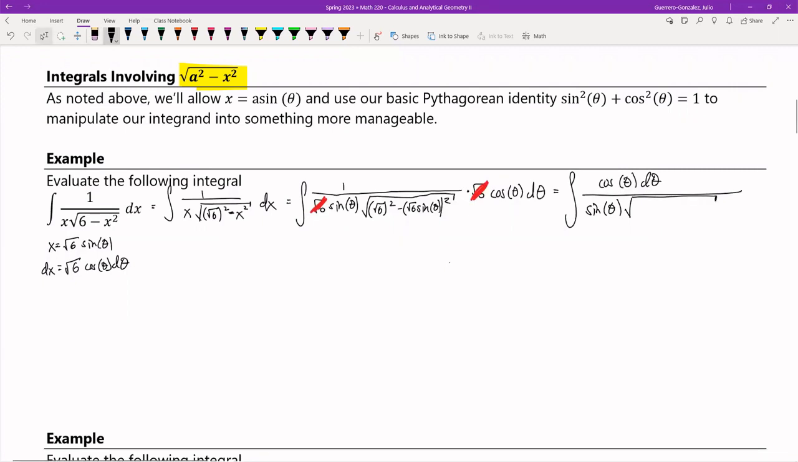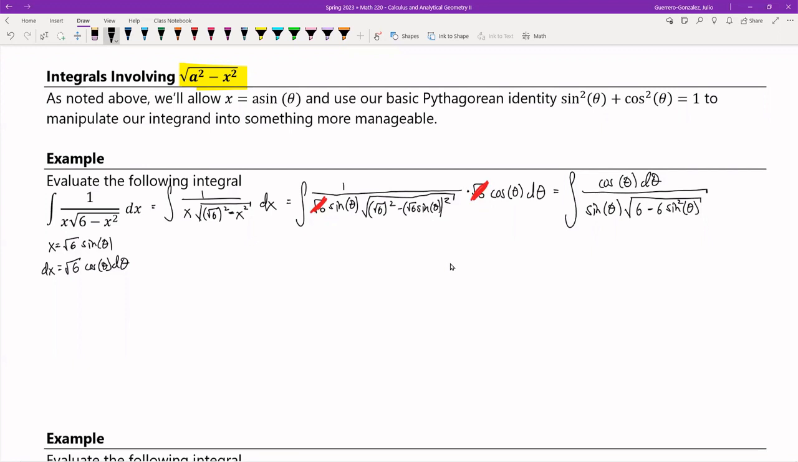Okay, actually, let me not end the square root yet. Square root of 6 squared, that is 6, right? Minus square root of 6 sine theta squared, that's going to be 6 sine theta squared. And now I'm going to cut that off right there. Hopefully everybody saw that substitution there, right? Okay, let's keep going.